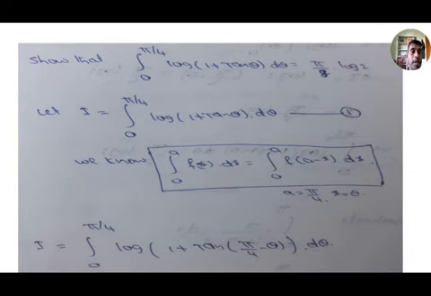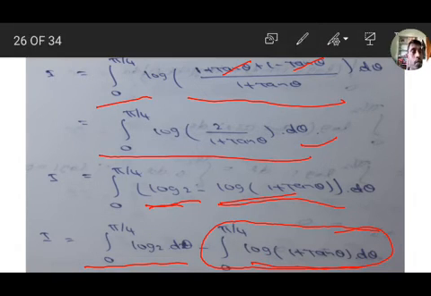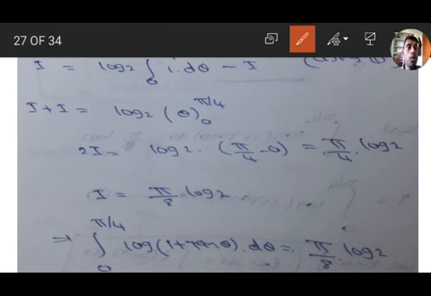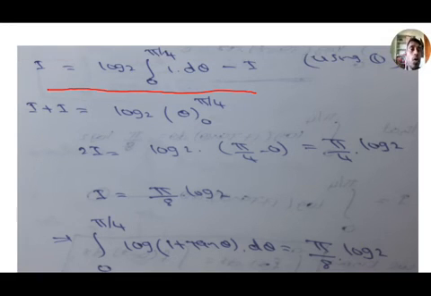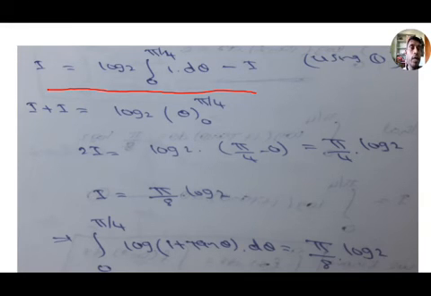If you go to the problem, I equals integration 0 to pi by 4 of log of 1 plus tan theta d theta is the given problem. We took it as I. So we have to replace that value with I. So I equals integration 0 to pi by 4 of log 2 d theta minus I. Here log 2 is a constant coefficient outside, so we get the next step: I equals log 2 times integration 0 to pi by 4 of 1 d theta minus I.